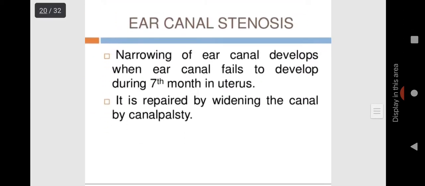Then next we can see ear canal stenosis. Stenosis, you have already studied in the second year. It means narrowing. So narrowing of the ear canal develops when the ear canal fails to develop during the 7th month in the uterus. So it is a developmental disorder. During the 7th month of uterine life, if the ear canal fails to develop properly, that can lead to ear canal stenosis. It is repaired by widening the canal by canalplasty. Okay, canalplasty is a surgery which we use for widening the ear canal.